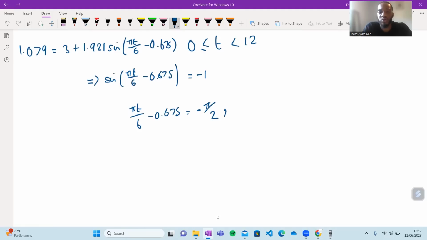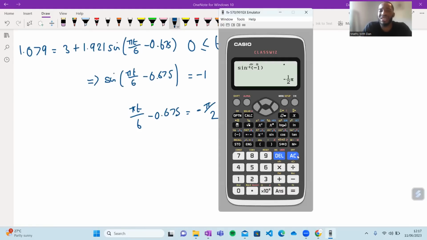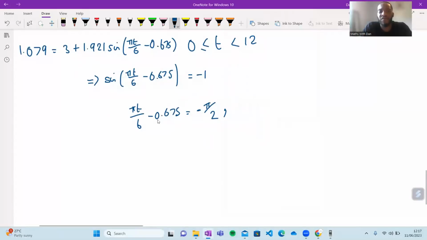What do I know about minus pi over 2? That's just 3.14 divided by 2, which is negative 1.57 or something like that. If I move the minus 0.675 over, this will still give me a negative result. So it can't be this value. Does that make sense? That's the stuff you want to do when you're dealing with these types of questions and you're looking at which intervals you're looking for, the range. Does that make sense?